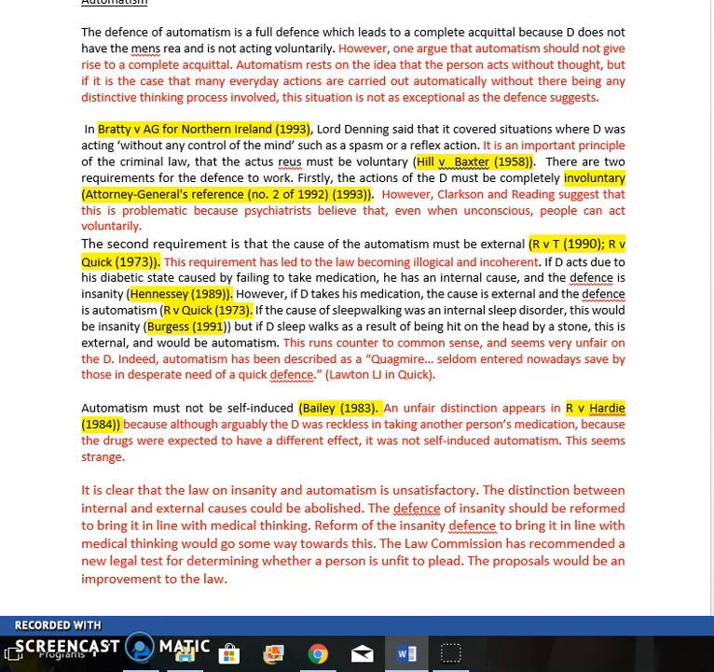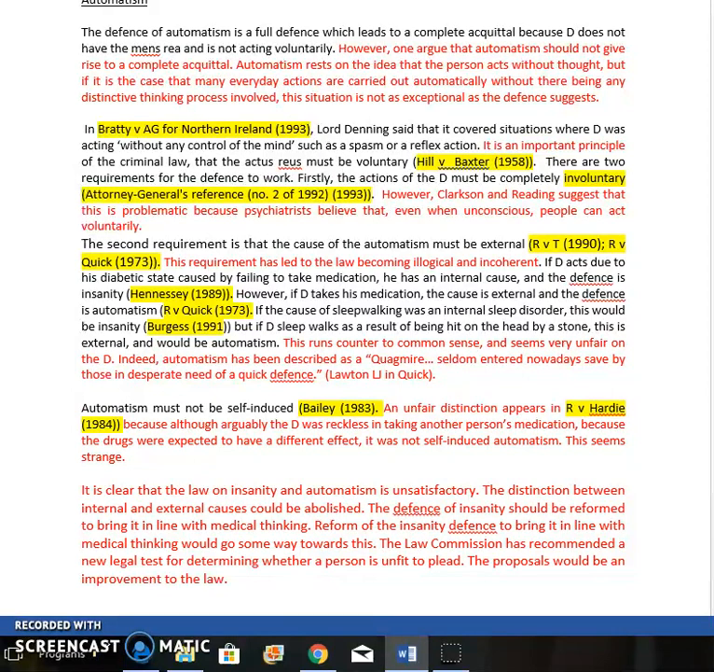So in that case where the driver was driving without awareness, he still had some control, so therefore wasn't able to plead automatism. Whilst that seems fair enough, Clarkson and Keating have critiqued this area and said that this is problematic because psychiatrists believe that even when unconscious, people can act voluntarily to a degree. So again, it's not a particularly clear defence in that respect.